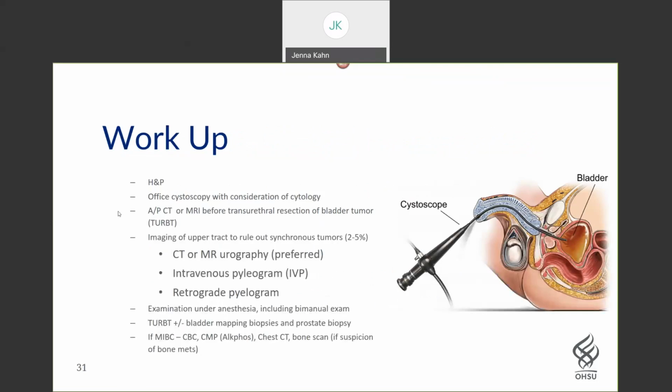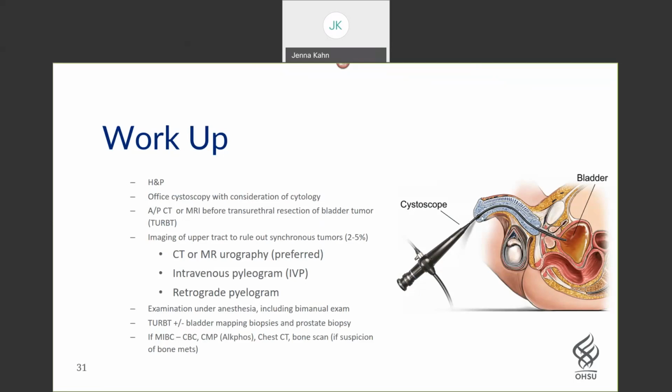We work up these patients by doing a full history and physical, and an office cystoscopy with consideration of cytology. We do a CT scan or an MRI before the TURBT, which is called a transurethral resection of the bladder tumor. And we do imaging of the upper tract to rule out synchronous tumors, such as a CT urogram or an IVP. We do a TURBT, plus or minus bladder mapping biopsies, and sometimes they even do a prostate biopsy if needed.